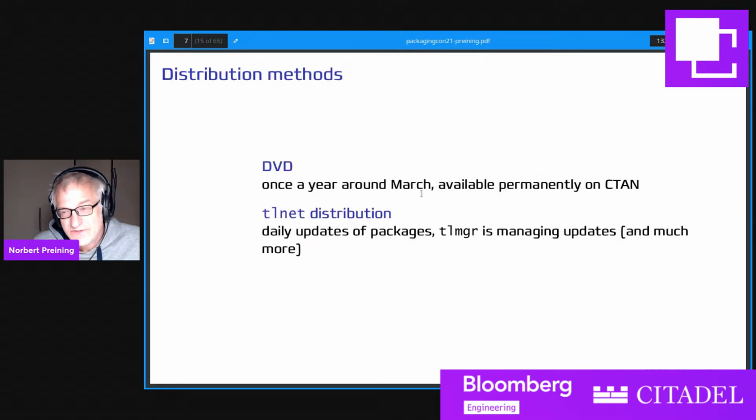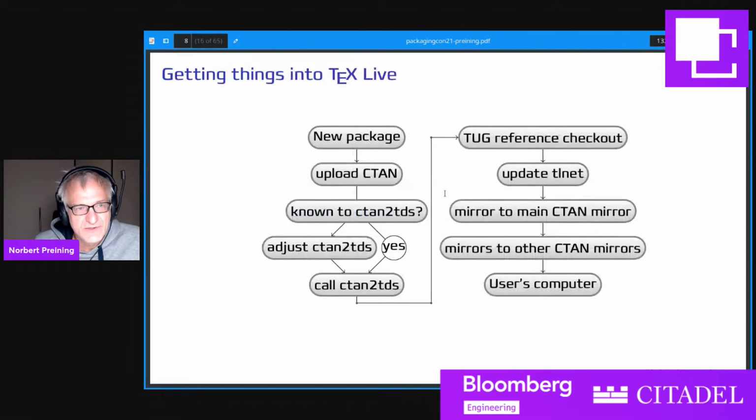So to give you an idea, we still distribute DVD images. We actually press images and send them out to members of user groups. It is distributed with books. This is normally done in March. Nowadays it is a DVD, it was a CD before. We're at the limit of the DVD size already. And then there is the network distribution, so you can install and update over the network. We have more or less daily updates of packages according to what CTAN gives, and TeX Live Manager, what we're discussing here, is doing all the management.